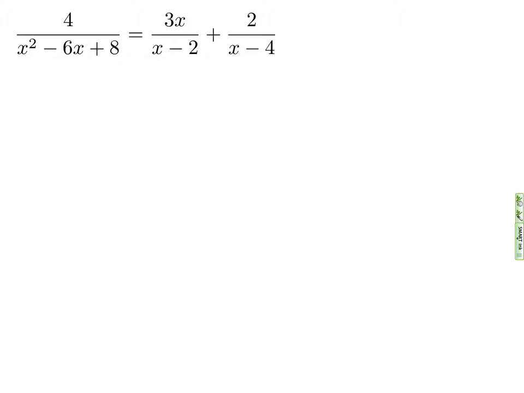Okay, 4 over x squared minus 6x plus 8 equals 3x over x minus 2 plus 2 over x minus 4. This one's slightly different than the first two. What's different about this one? I've got a trinomial. What do we need to do to a trinomial? Factor. First thing you want to do whenever you're doing these types of problems is make sure your denominators are factored.